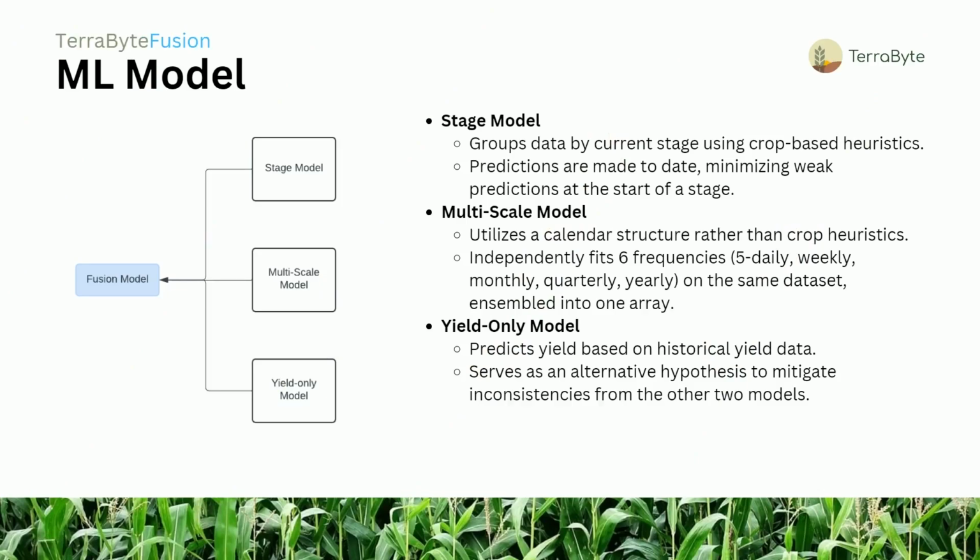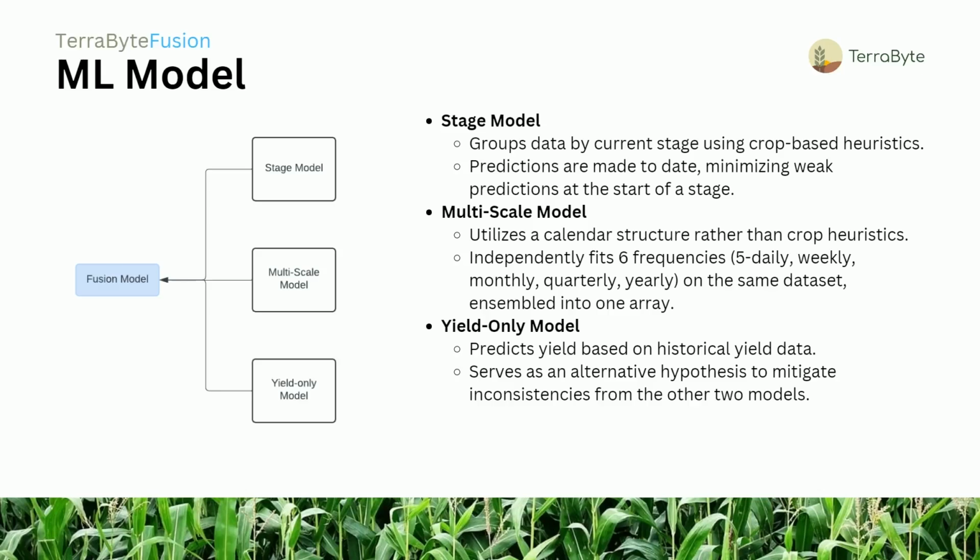So dividing our fusion model into 3 separate models, our first model is the stage model, which works by grouping data into the current stages based on crop-based heuristics. The predictions are done to date, minimizing the possibility of a weak prediction at the start of a stage.